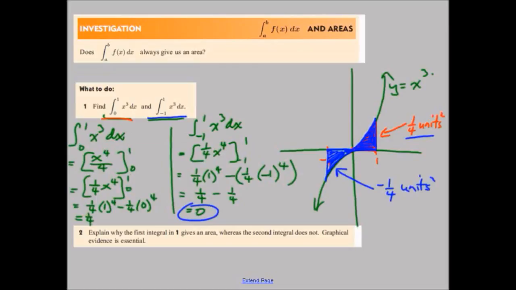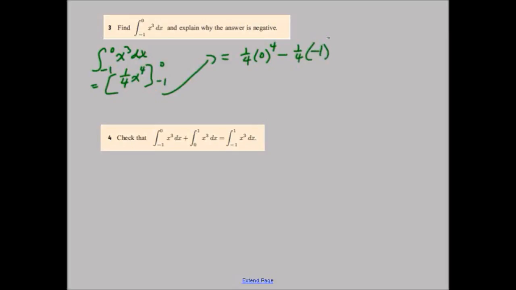Number 3, find the same function x cubed from -1 to 0. And actually, we just did that. We just talked about that up here. It's going to be this -1/4. But let's do it. So -1 to 0: 1/4 x to the power of 4 from -1 to 0. That would be substituting in 0 first, and then substituting in -1. That's 0. Subtract 1/4, which is -1/4.